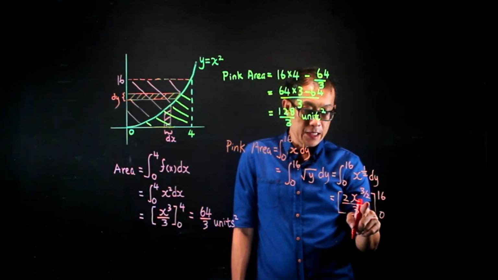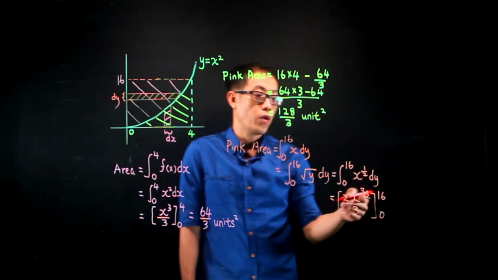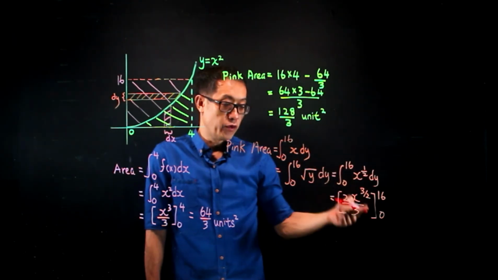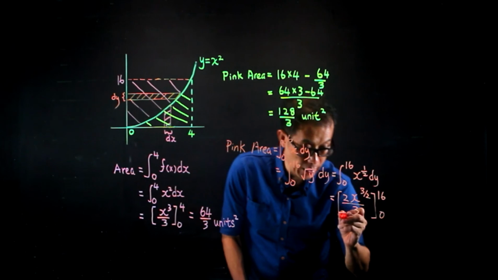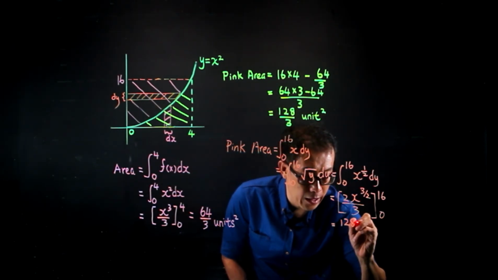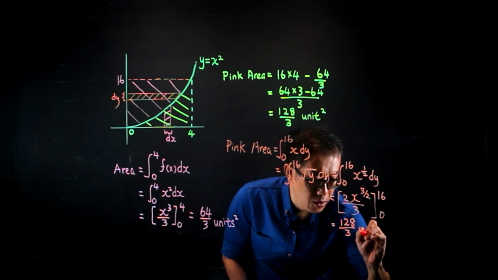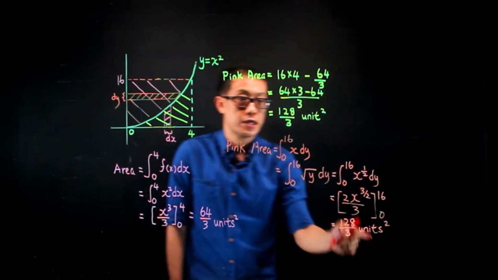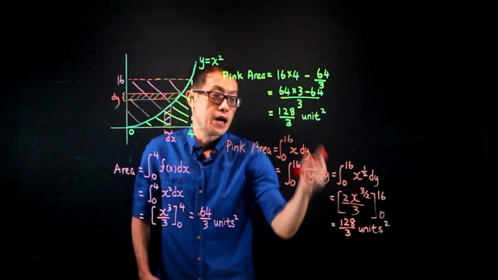Now what will be your answer here? You put 16 inside, so the square root of 16 is 4. Then you cube it, the cube of 4 is 64. 64 times 2 is 128. So the answer is 128 over 3 units squared. There you go, you have the same answer.